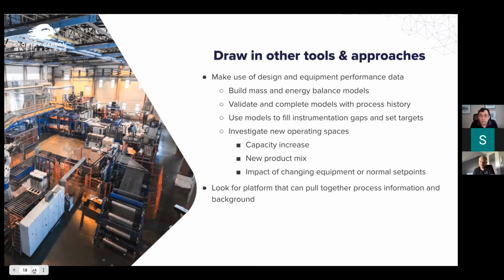And then you can also use that fundamental model to start looking at what would happen if I changed my process. Could I increase my capacity? What equipment would I need? What would it cost me to throw a new SKU into my production mix? What would happen if I replace this heat exchanger, or if I replace this boiler with a heat pump? How would that change my system? So, it's a really powerful tool to pull all that data together. So look for a platform that can support that sort of analysis as well.